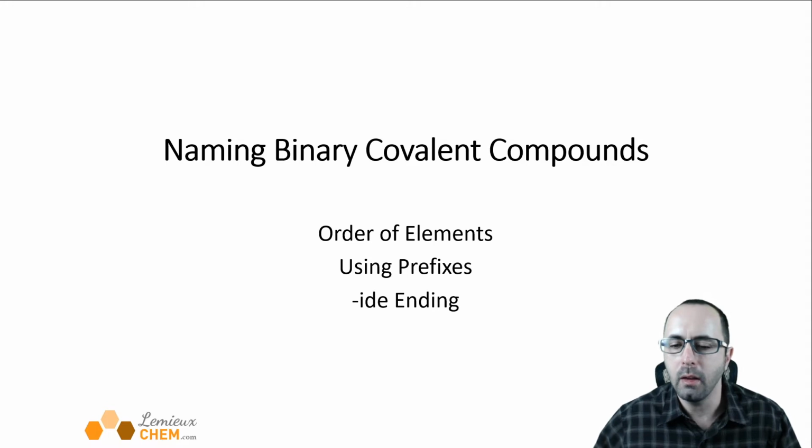So let's start by talking about naming binary covalent compounds. Binary here means 2 elements. Covalent means that they're only nonmetals. What's really important when you're naming compounds is that you can identify if they're ionic or covalent, because they're going to be named in a different way depending on if they're ionic or covalent. So we'll talk about which order to write the elements in. We will use prefixes only for covalent compounds. When we move on to ionic compounds, there will be no prefixes. And these will end with the ide ending, the binary covalent.